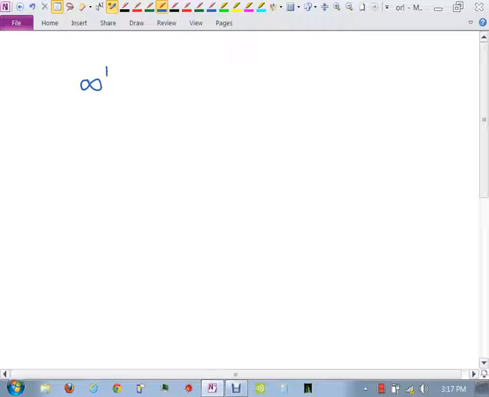Do you see? How about infinity to the infinity? Base wants to be big. Exponent wants to make it go there faster, right? No problem. So infinity.